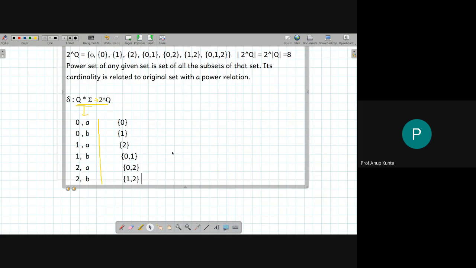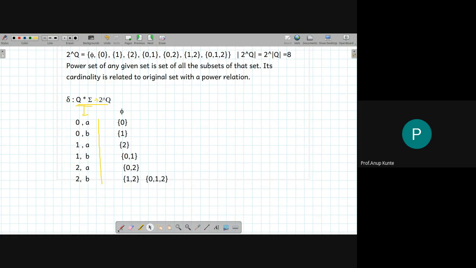So I'm just writing it beside. Don't worry about it. Okay, and finally I have something called phi. This. Okay, these are the 8 things to which I can have a mapping.